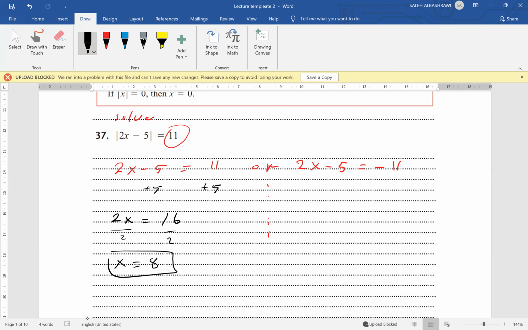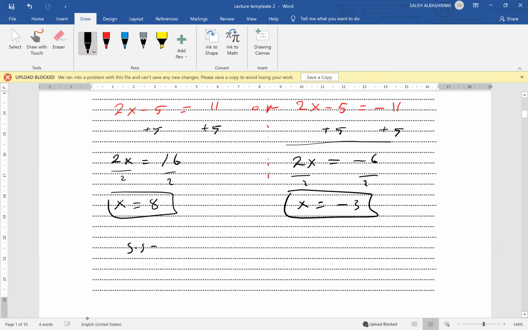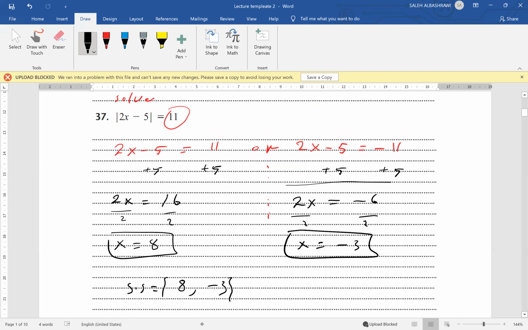For the second part, 2x minus 5 equal to minus 11, again, we will add plus 5 to both sides. I will have 2x, in this case, equal to minus 11 plus 5 equal to minus 6. Divide by 2, then x equal to minus 3. So the solution set for this equation will be either 8 or minus 3. These two values will satisfy the absolute value equation. The absolute value of 2x minus 5 equal to 11 is satisfied by x equal to 8 or x equal to minus 3.